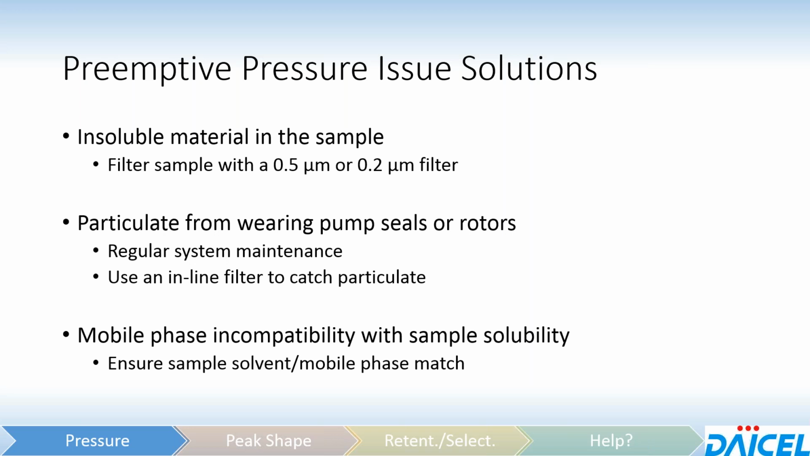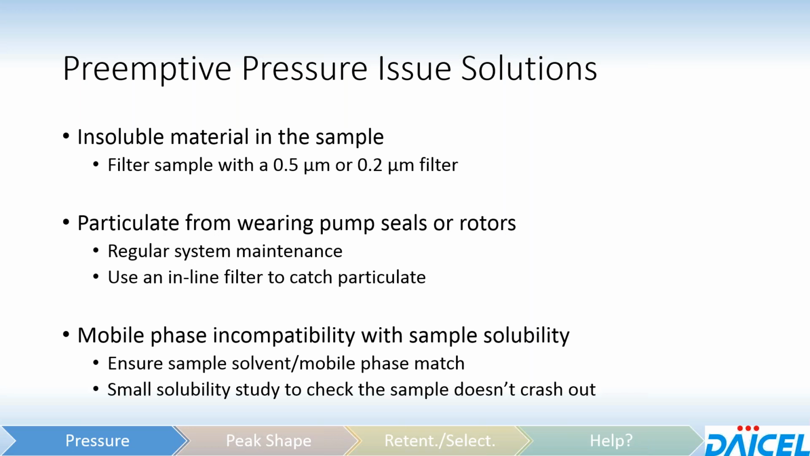And then if you have mobile phase incompatibility issues with your sample solubility, first off, make sure that your sample solvent and your mobile phase are matched to each other. This is especially important if you're scaling up to a prep scale. Not having these sample solvent and mobile phase match actually causes a lot of different chromatography issues, not just related to peak shape. It can cause some peak shape issues. The other thing you can do though is do a small solubility study to check to make sure that your sample doesn't actually crash out.